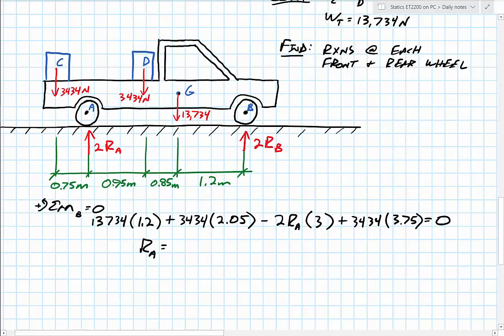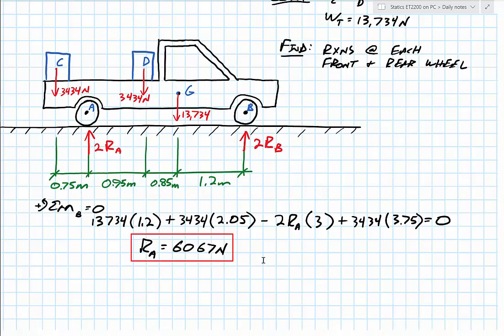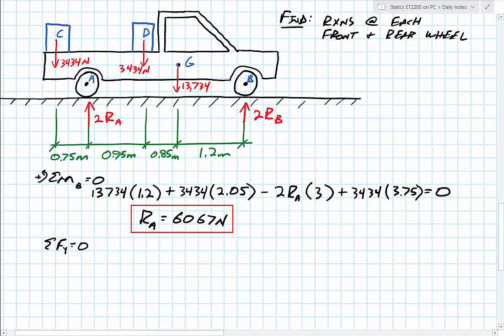I can solve for my reaction at A, and looking at my notes, I got 6,067 newtons. Now that I have one, I can move on to the sum of the forces in the y direction equals 0. My other equation, the sum of the forces in the x, doesn't do us any good here. I could do the sum of the moments about point A to find the reaction at B, but I think it's easier just to move on to the sum of the forces in the y. Most people like that. There's no multiplying together.